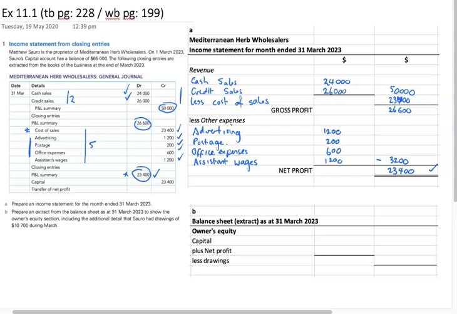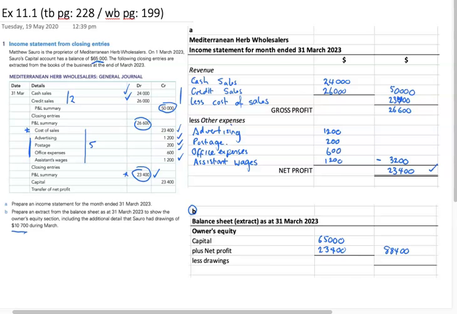Part B asks us to prepare the balance sheet, and we've got a little bit of additional information. We've got starting capital of $65,000, and we have some drawings of $10,700. So capital at the start is going to be $65,000. This is our starting capital, how much our business was worth at the start of March 2023. We will add the net profit of $23,400. If this was a loss, we'd write less net loss. Then we add these up, and this equals $88,400.